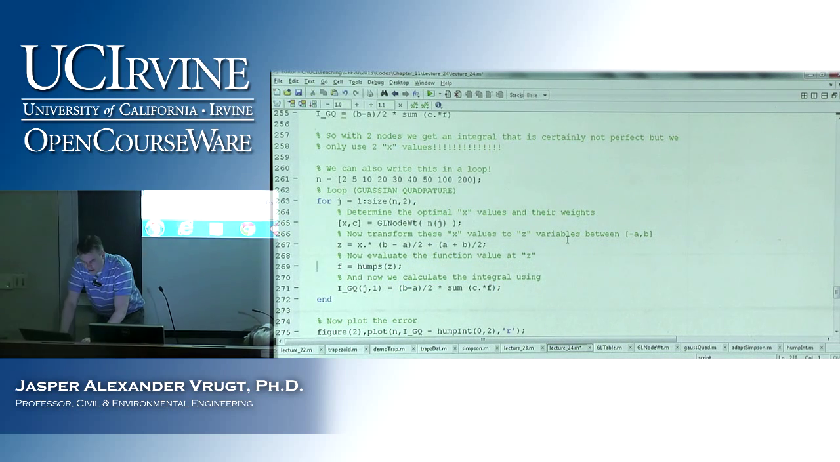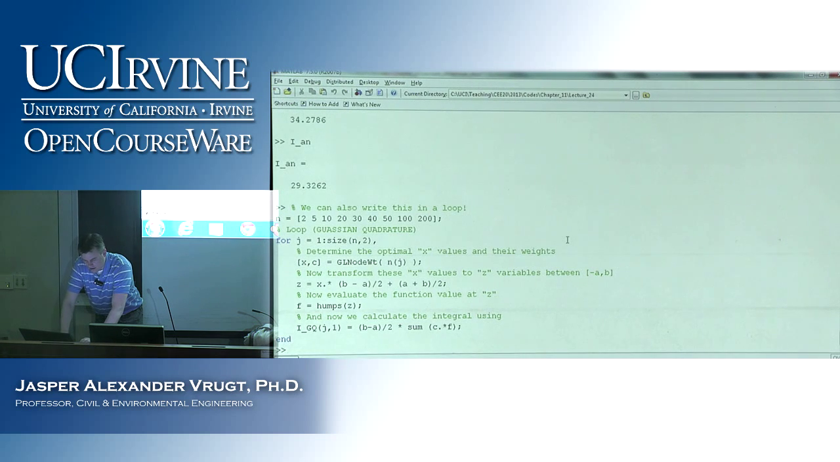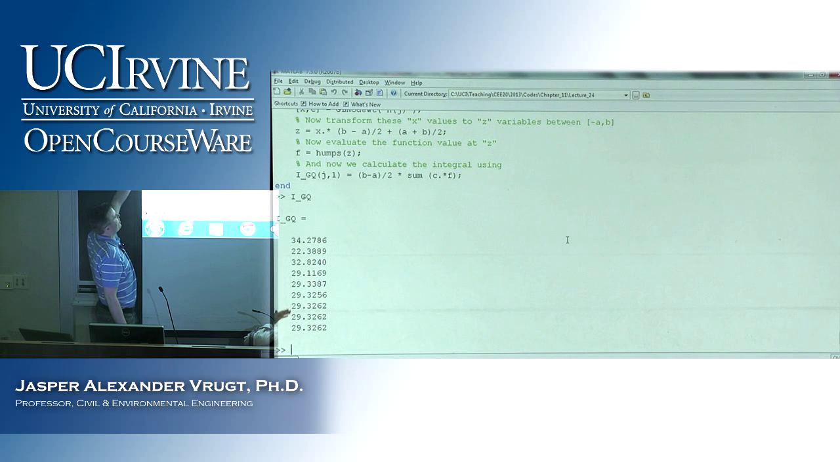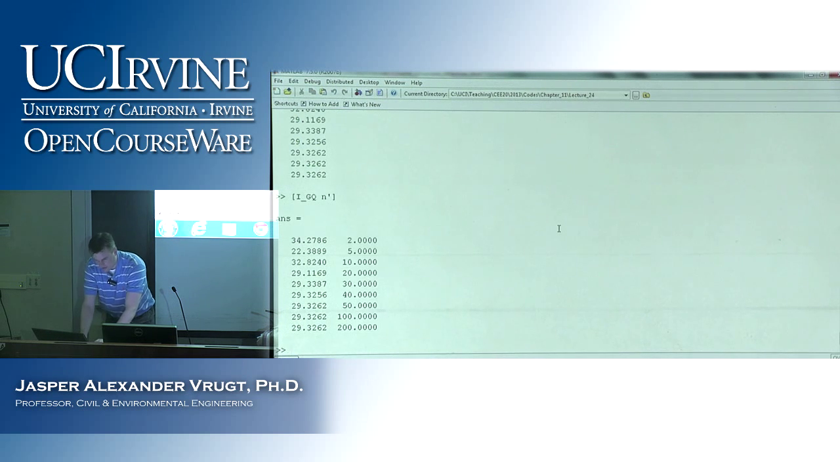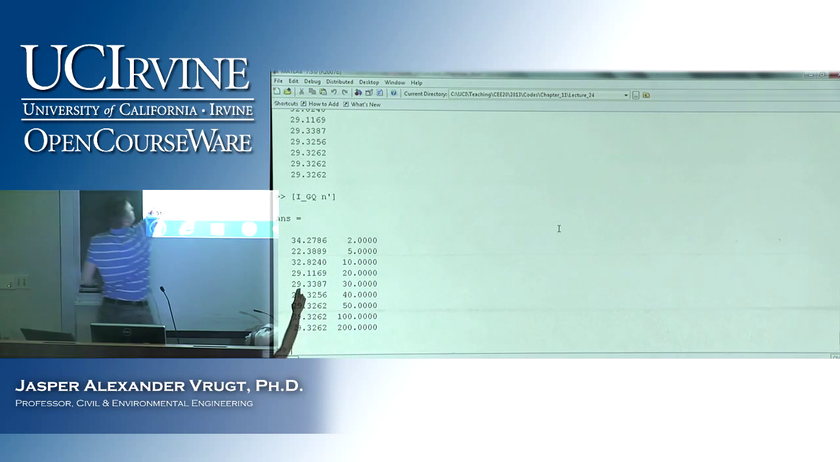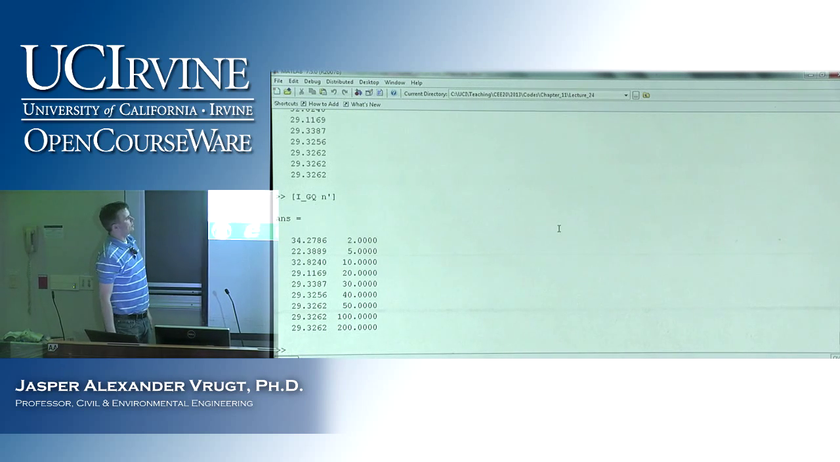Okay, so if we do this, then what I'm going to get is a list with Gaussian quadrature, and what you see here is that if you use more x values, so here you see the number of x values versus the estimate of the integral, analytical, the numerical estimate.